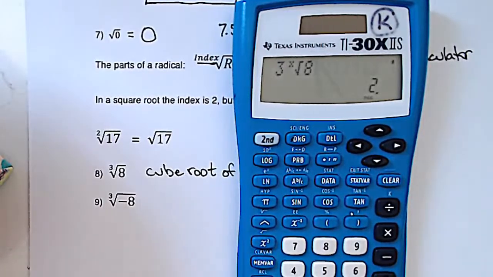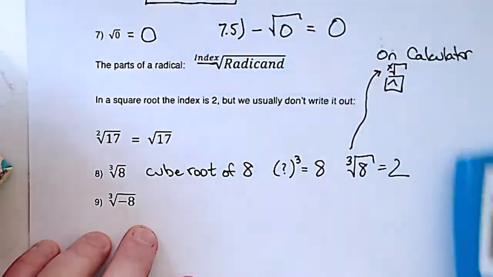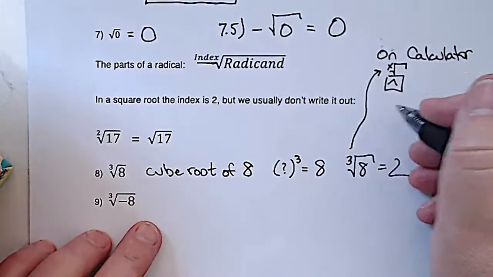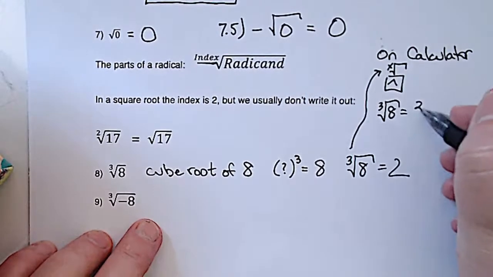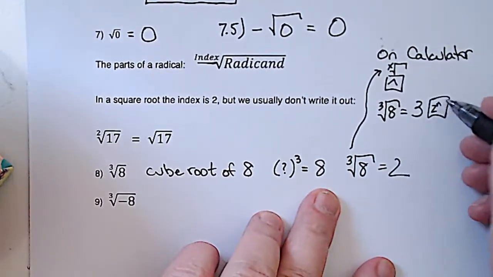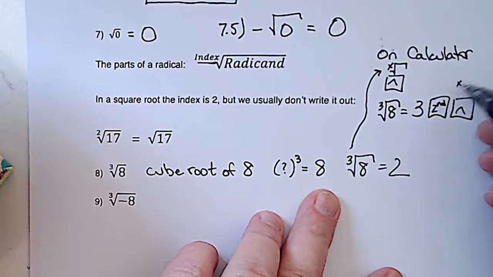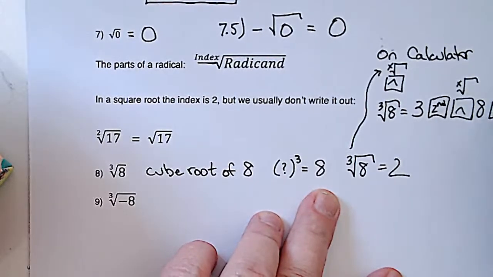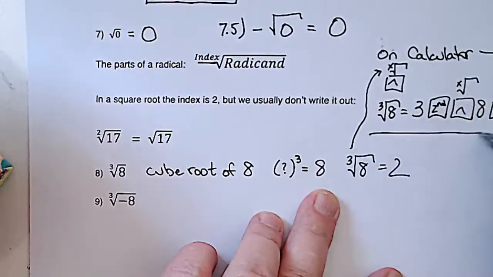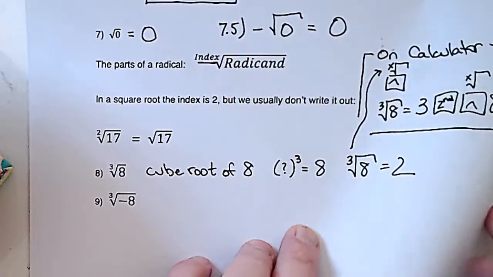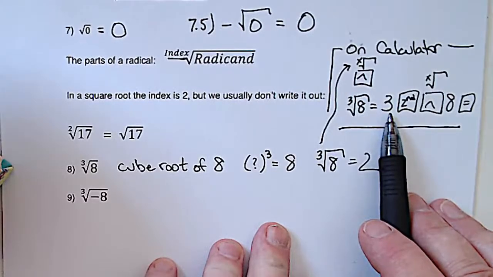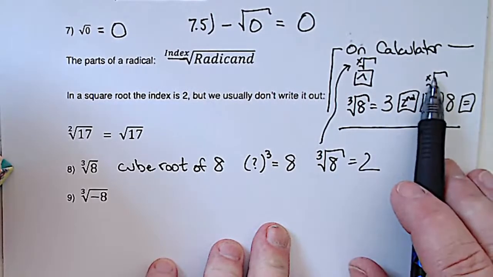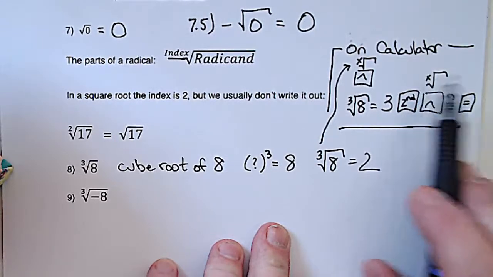The problem is a lot of people's calculators are different, so you're going to have to play around with it. But on my calculator, I'll write it down again. The cube root of 8 is 3, and then I have to press second, and then this key, and then 8, and then equals. And so that's how I do it on the calculator. Sorry, you can't quite see the equals there at the end. So again, the index comes first, and then second, and then this radical, and then 8.